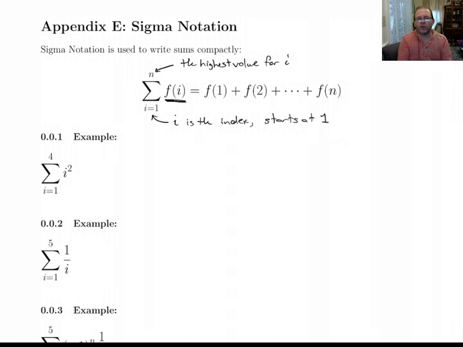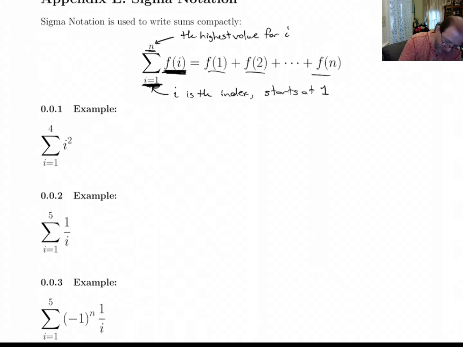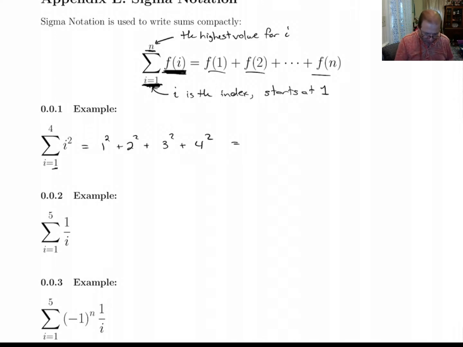If you're into computer programming at all, it's a lot like a for loop, where you say for I starts at 1, goes up to n, and we evaluate this function for each value of I, then add those together. So for instance, on this example here, I squared, we're starting at 1, so this is going to be 1 squared plus 2 squared plus 3 squared plus 4 squared. We stop at 4. So that's 1 plus 4 plus 9 plus 16. Just add that up, you get 30.